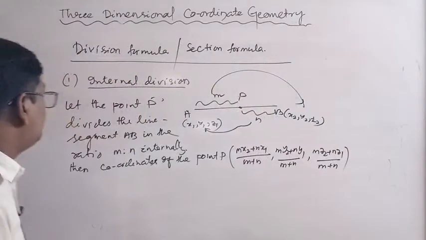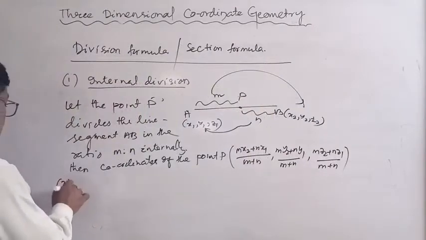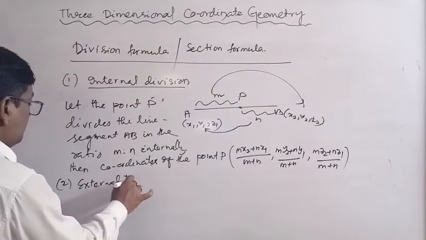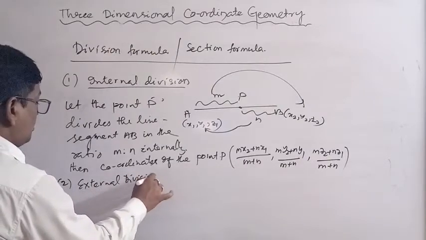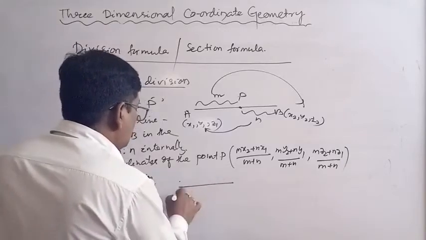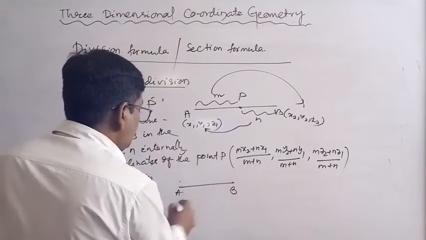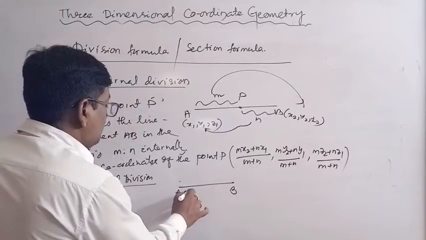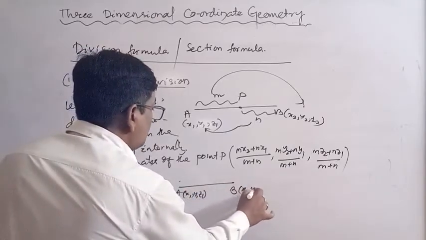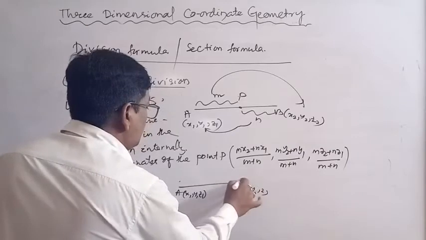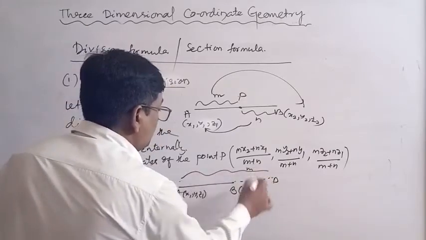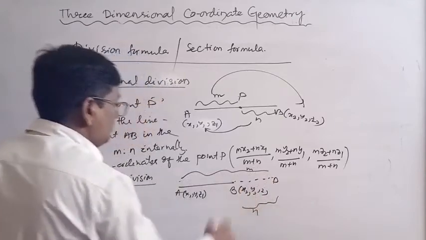Now external division. The point P is outside of the line segment AB. Suppose this is A and this is B, whose coordinates are given by x1, y1, z1 and x2, y2, z2. And the point P is like here. So the whole is m, and this portion is n.